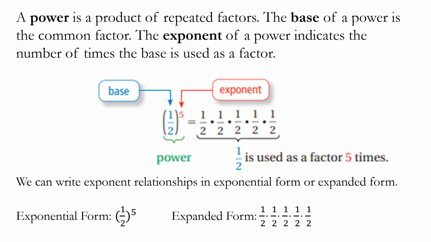You can write the relationship in exponential form or expanded form. In exponential form, it's written as 1/2 to the 5th. In expanded form, it's 1/2 times 1/2 times 1/2 times 1/2 times 1/2. And again, that was 5 times because your exponent is 5.